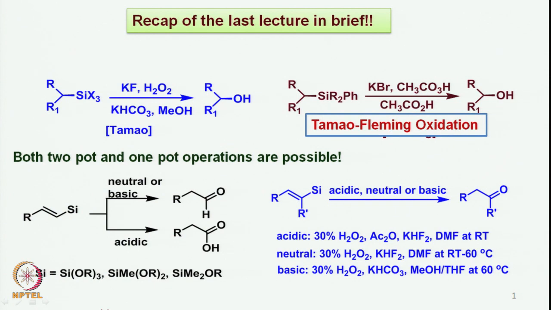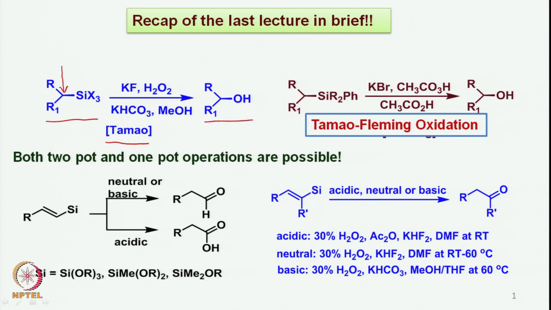I hope that you had the chance to go through the last lecture, and we will briefly look at what we did last time before we start a new topic today. In the last lecture we had discussed Tamao-Fleming oxidation, which is basically a conversion of a chiral silicon-bonded compound such as this, as shown, and if this is treated under Tamao condition, then we get the corresponding alcohol.